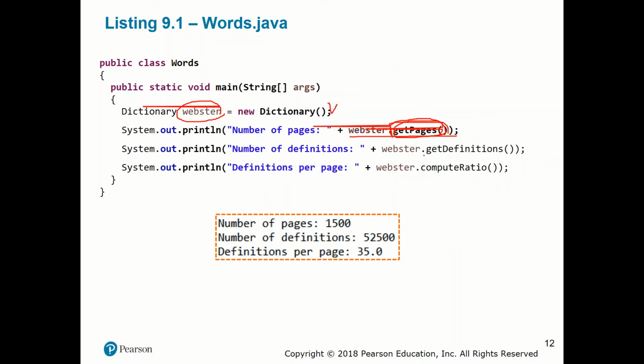And Webster.getDefinition and computeRatio, these two methods are from the Dictionary class. So there is no problem here. If you run this code, you can have this result.